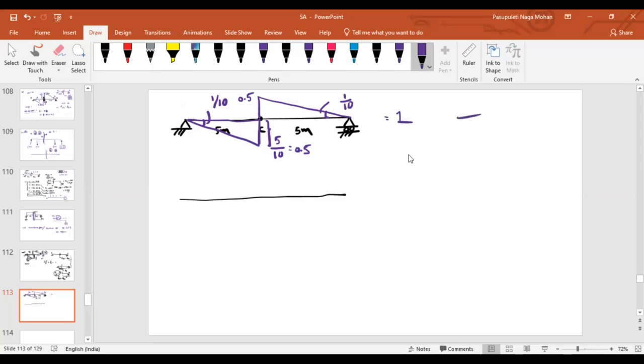Any doubt in this diagram? No, sir. Clear. These are just some rules that we can follow. That's it. Nothing else we can do.